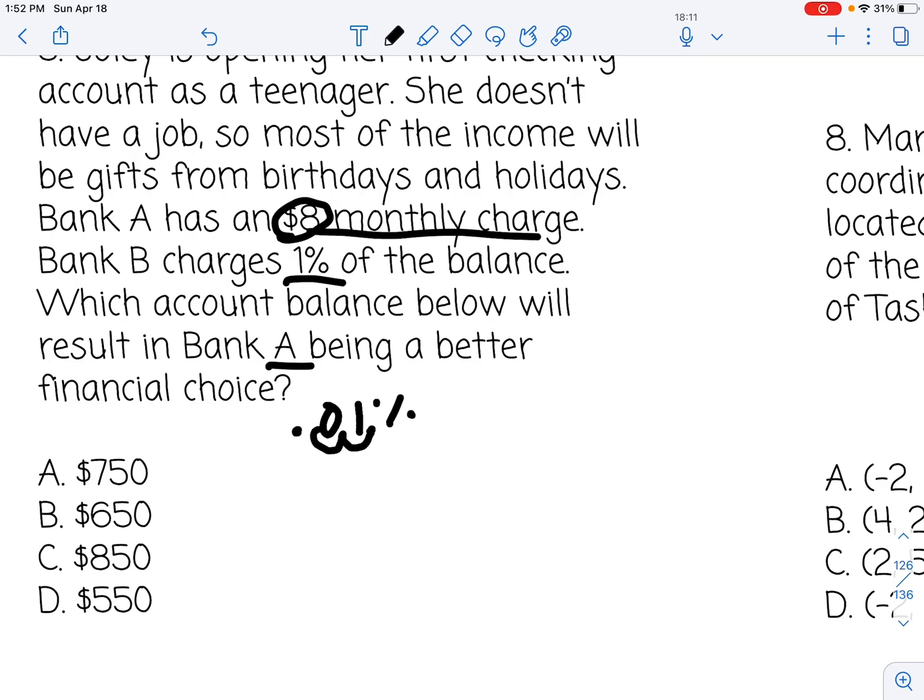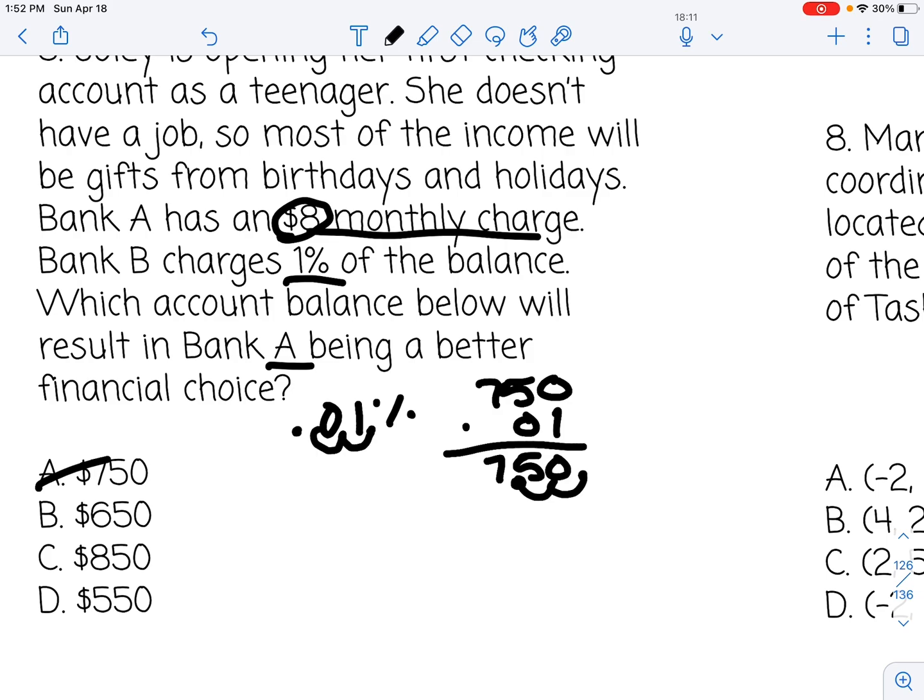So if we go through here and we multiply these by 750 times 0.01, you'll start seeing a pattern. And we just move those 2 places to the left, 1, 2, which is $7.50. That would be her bank fee added to her income. So that's only $7.50. So that would still be below the $8. So she's done.